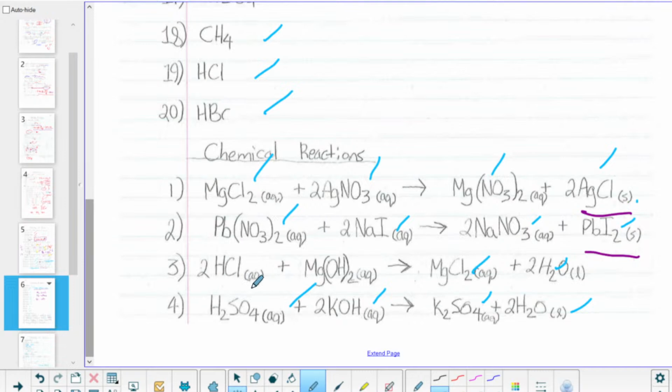HCl plus Mg(OH)2 gives MgCl2 plus H2O. So acid plus base gives salt plus water. Acid plus base, again, H2SO4 plus KOH gives us our salt, K2SO4, and water, H2O. H2O should be a liquid. Water cannot be aqueous, because it is the thing that makes other things aqueous.